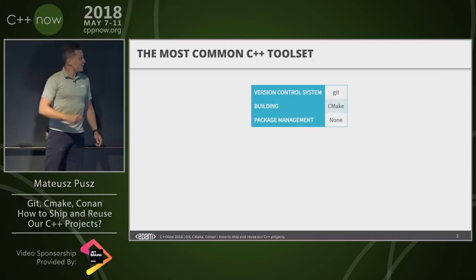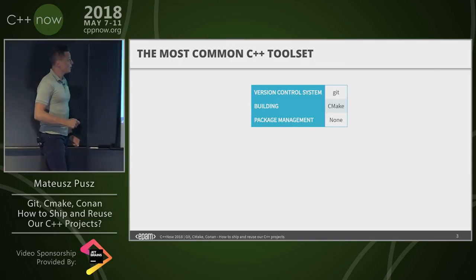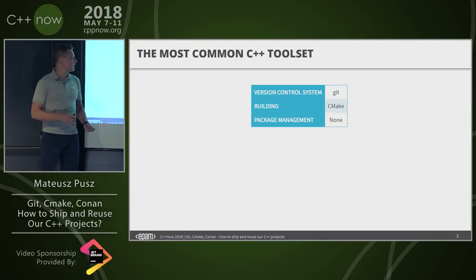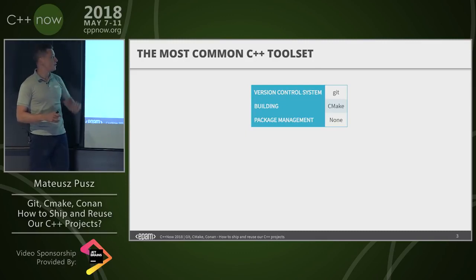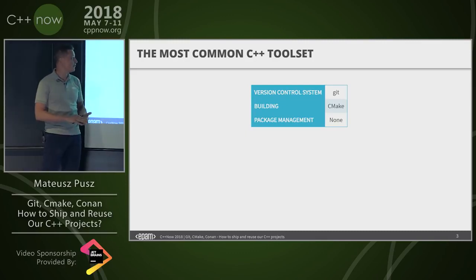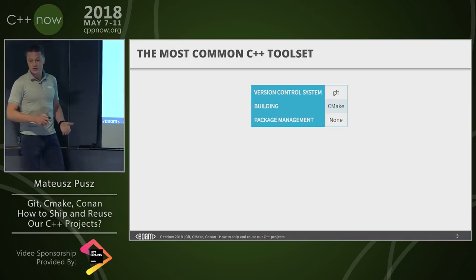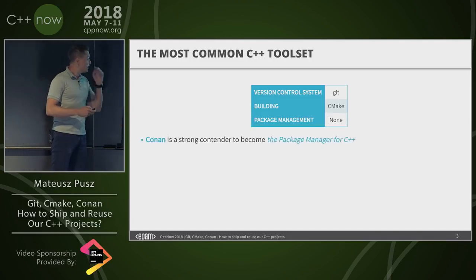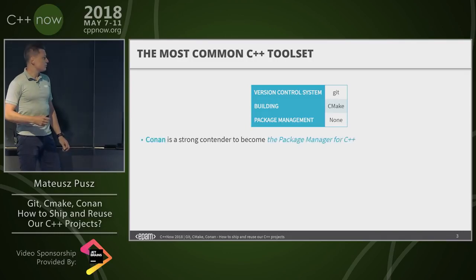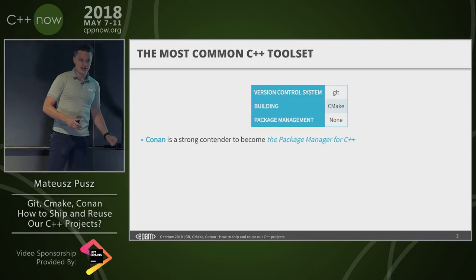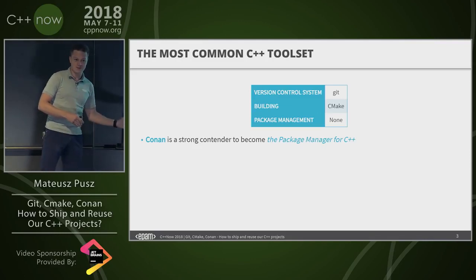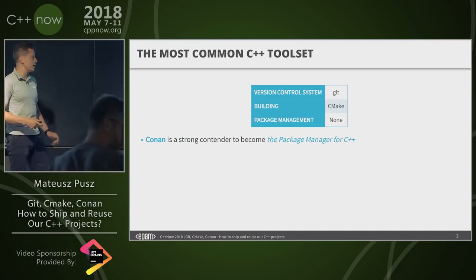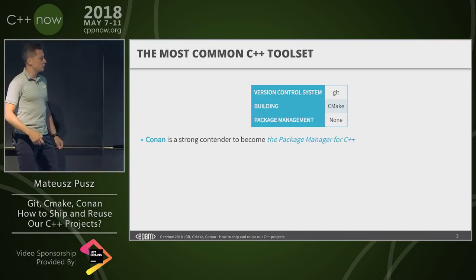Okay, so this is what we have right now, in my opinion. We have something like an established standard of Git as a version control system and CMake for building stuff, and for package management, we don't have anything right now as a standard thing that every project supports. But I would say that Conan is a really strong contender here, and I would like to introduce it to you today. I am in no way related to the Conan project. I just have some positive experience with that. I found it working for me, so that's why I selected it to show you today.